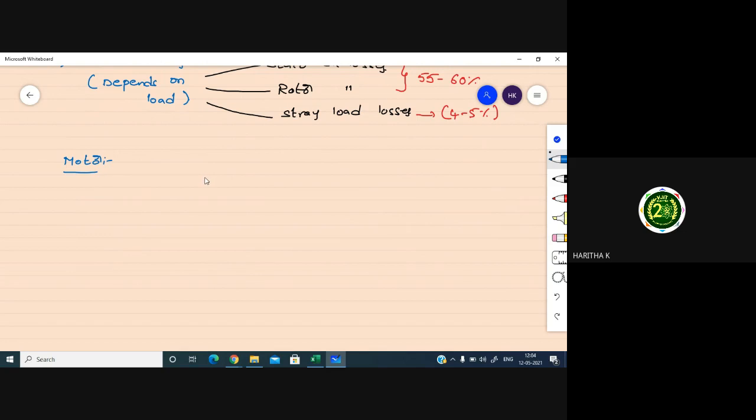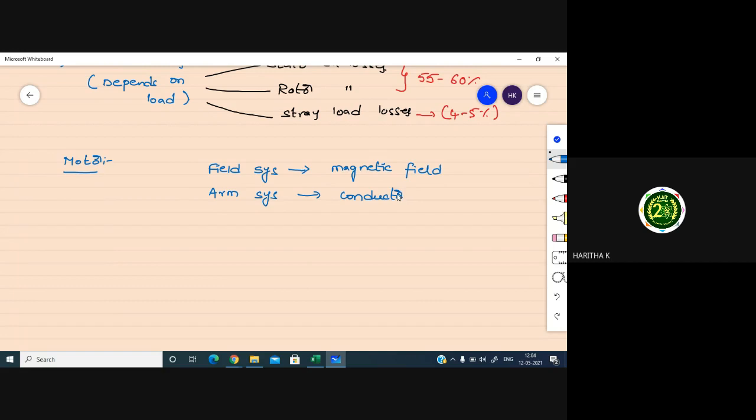So a motor is a device which converts electrical energy into mechanical energy. So we have to give the electrical energy. In a motor, we have two main parts, called the field system and the armature system. These two are the main parts in the motor. The field system will provide the required magnetic field, and the armature system is nothing but your conductor.